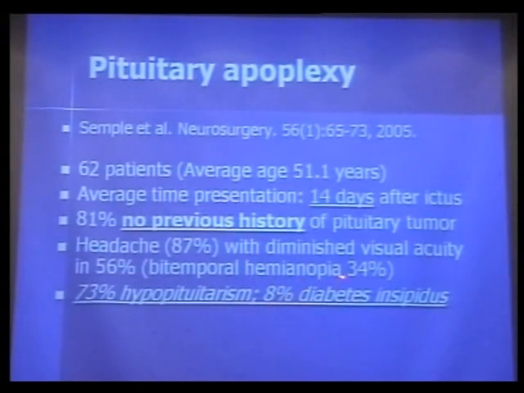Bitemporal hemianopsia, however, was only 1/3 of the cohort. So in other words, even though bitemporal hemianopsia is the classic book teaching for pituitary apoplexy, it is not the most common presentation. It's the most common of the patients that present, but it can be anything, optic neuropathy and diplopia. Interestingly, 73% of the patients had hypopituitarism, 8% diabetes insipidus. These two things can kill you.